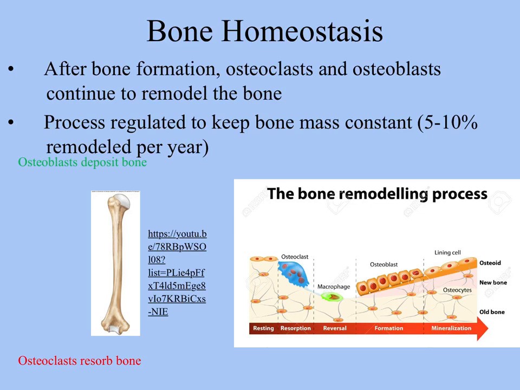Once bones are formed, they undergo a constant process of remodeling. And remodeling is the product of the activity of both osteoclasts, which break down bone, and osteoblasts, which deposit bone. And this process of constantly breaking down bone and building up bone keeps bone mass constant. About 5 to 10% of your bones are remodeled per year, so that means every 10 to 20 years you get a whole new skeleton.